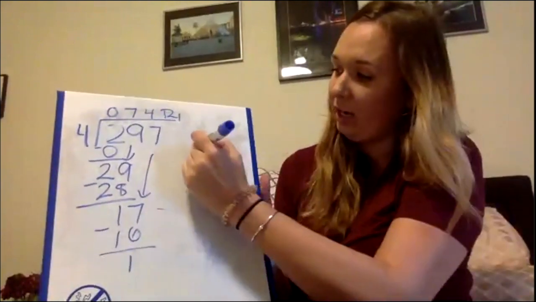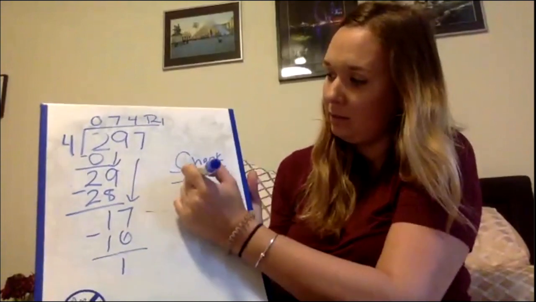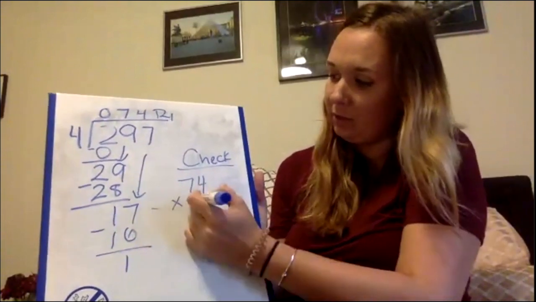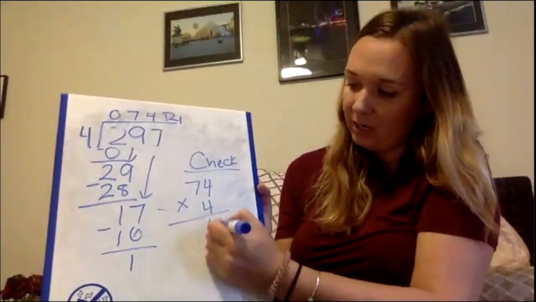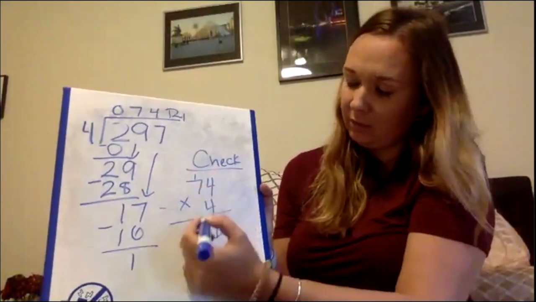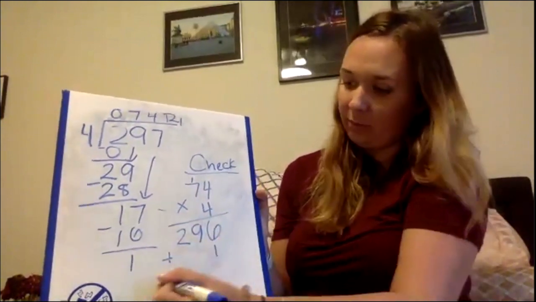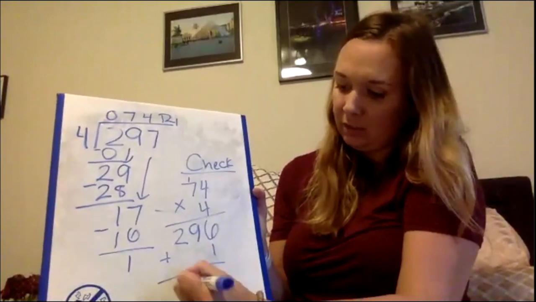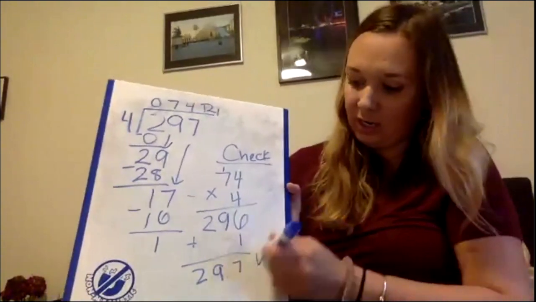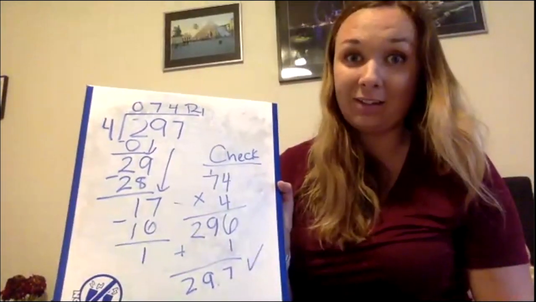Let's do a quick check and see. If we do 74 times 4, our quotient times the number we divided by, we get 296. 7 times 4 is 28, plus 1 is 29. Then add in our remainder of 1, and we get 297, which was the number we started with, so we know we're correct.